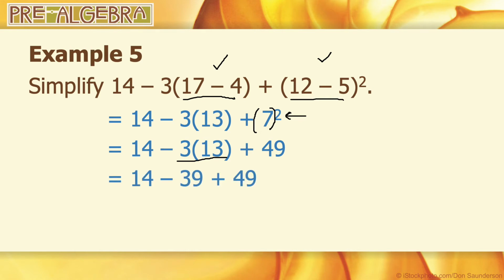13 times 3 is 39. And now I can work from left to right. Now that they're all plus or minus signs, left to right. So 14 minus 13 is negative 25. Negative 25 plus 49 is the same thing as saying 49 minus 25. If that works better in your head, you can switch them.